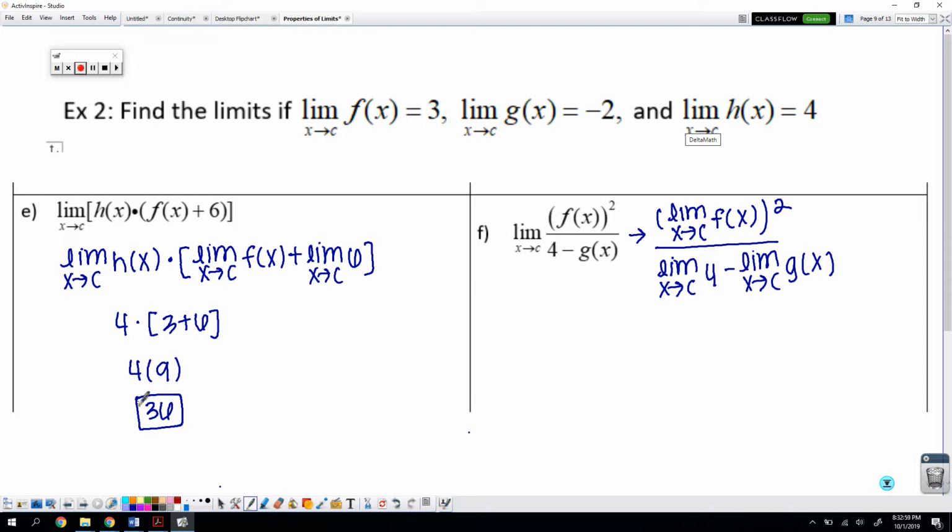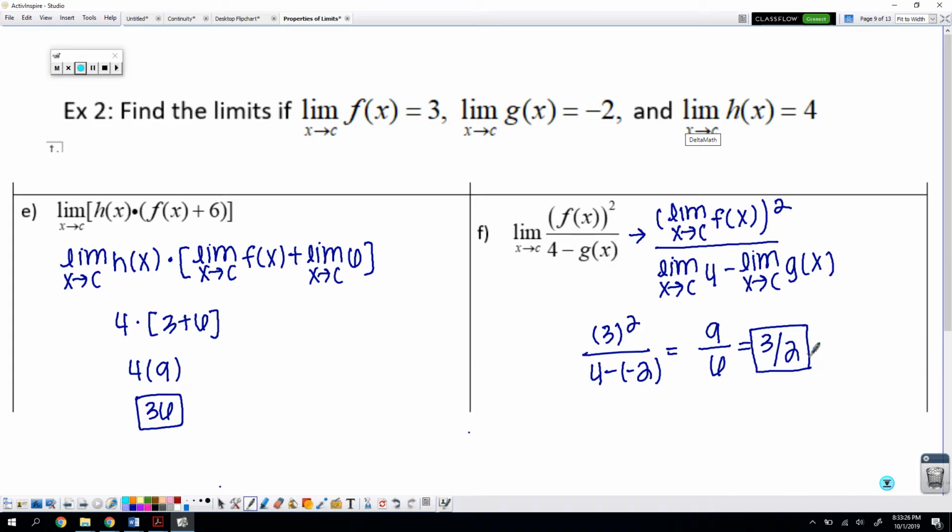Okay? Now we're going to do the same sort of thing over here. We want the limit for f of x, and we want to square it, so that's going to be 3. And then we're going to square it over constant function, so 4 minus, and then g of x is negative 2, so minus negative 2. We have 9 over 6, which is 3 over 2.